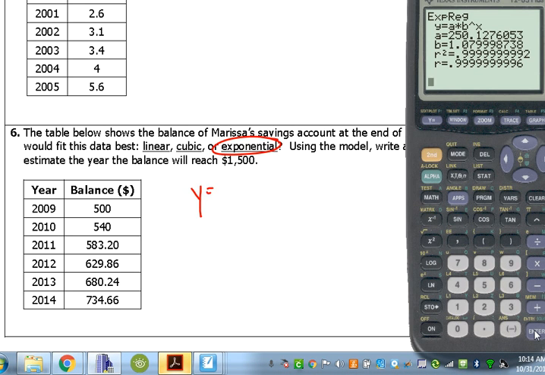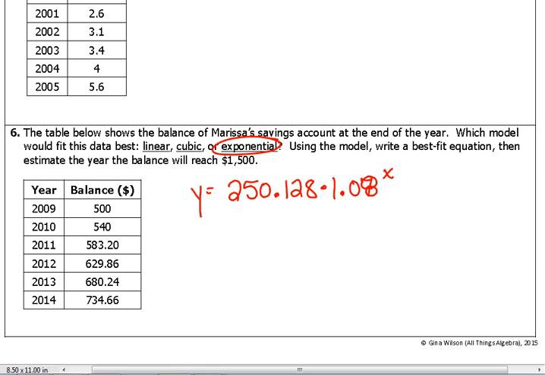Here's our model, 250.128 times 1.07. Oh, that rounds up, 1.08. 1.08. Oh, forgot my exponent, x. All right, now let's look at what the question is actually asking us. Estimate the year the balance will reach 1,500. So, we'll plug it in, set it equal.